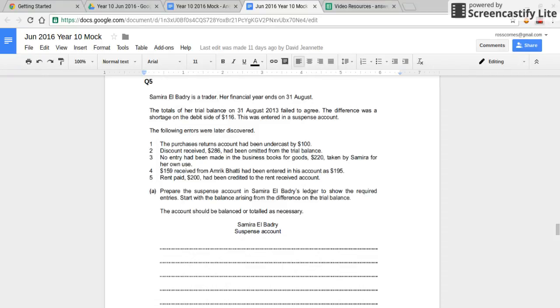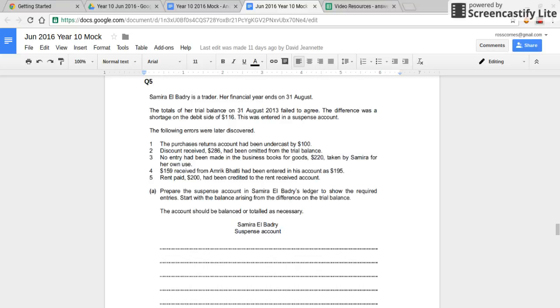No entry has been made in the books. It's an error of omission for goods taken for Samira's own use. Debit drawings, 220, credit purchases, 220. So that one won't appear in the suspense account at all. And 159 received from Amrit Bhatti had been entered in his account as 195. So it should have debited bank 159, which is correct. But we've made too much of a credit entry by 36 in Amrit Bhatti's account. So we need to debit Amrit Bhatti's account 36, credit suspense 36.